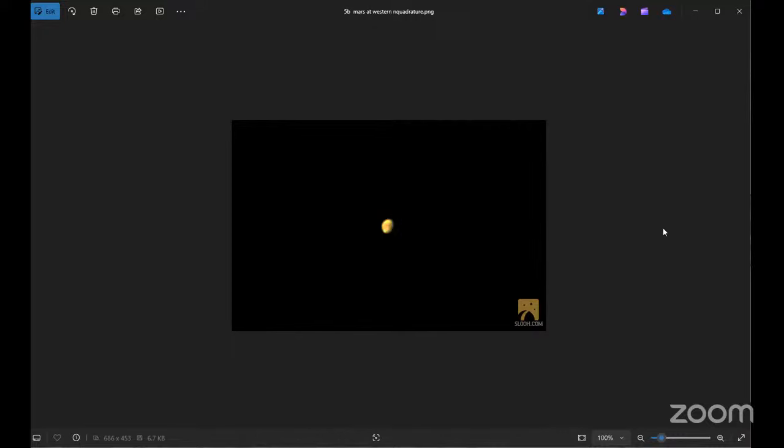And I give you these dates for quadratures because this is what we can expect to see. Opposition is where we see planetary detail, but at that eastern and western quadrature, those time periods, this is where we get to see the gibbous phase of Mars.